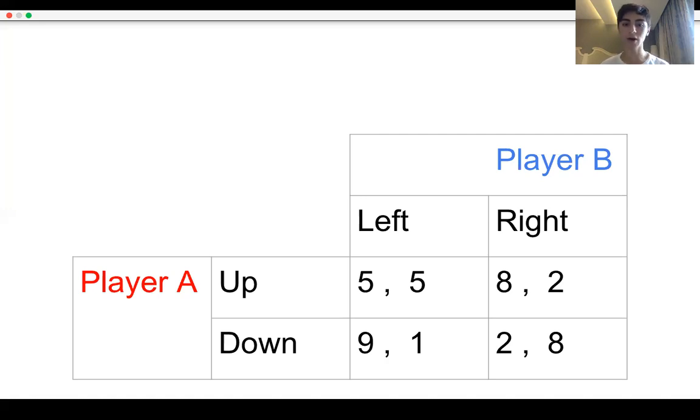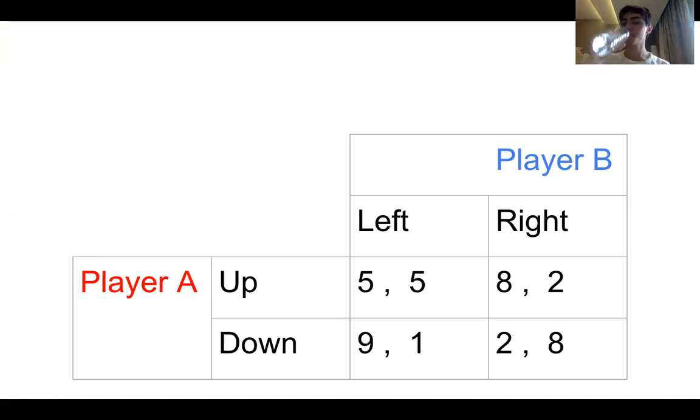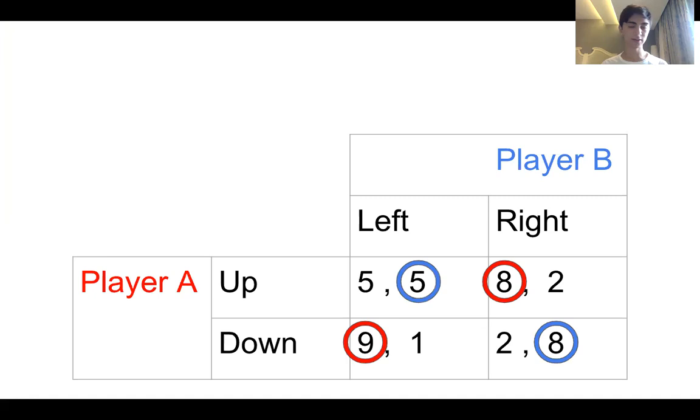If player A were to go up, would player B go left or right? Left, exactly. And if player A were to go down, would player B go left or right? Exactly, right. So here's the best response analysis, and you will notice that there's no overlap. That means that there's no Nash equilibrium.